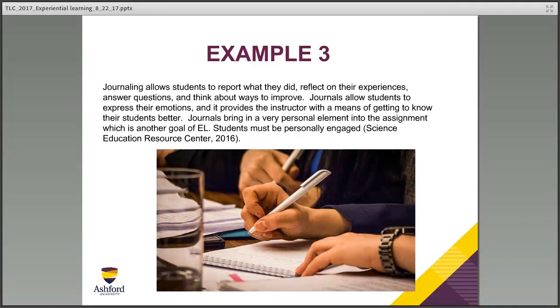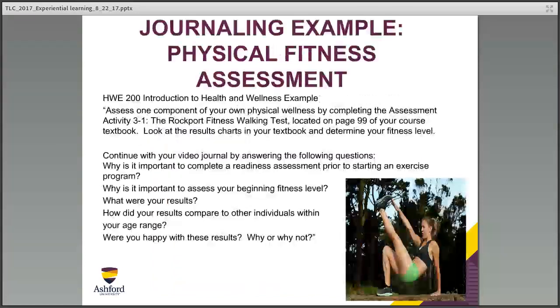For our next example here, I want to talk more about journaling, because journaling is an excellent way to allow students to complete an activity and then reflect on what they did, and then they can also think about ways to improve. Journals allow students to express their emotions, and it also allows the instructor to get to know their students a lot better. So journals are a great way to really include that personal element into the assignment, which is definitely a goal of experiential learning.